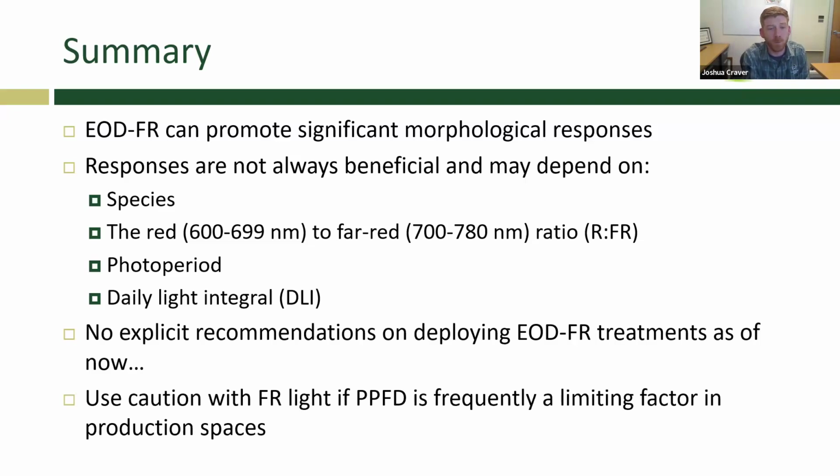I think the most important one for growers right now, though, is just to use caution when you're using far red light if your PPFD is consistently low. What we're seeing is that those low DLIs, those low light intensities, if you're providing even a small amount of end-of-day far red light, that can lead to some undesirable shade avoidance responses that could reduce the quality of, in this case, for example, like you saw in some of the previous work, things like bedding plant seedlings.